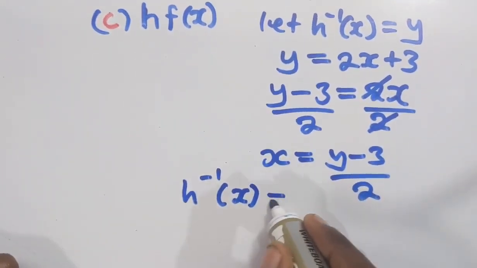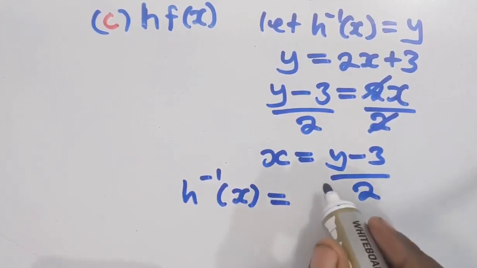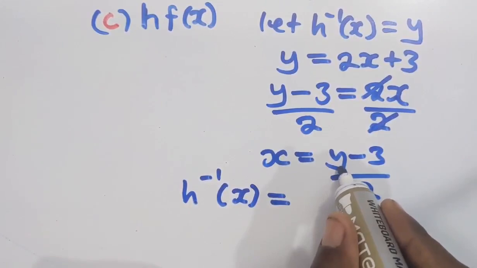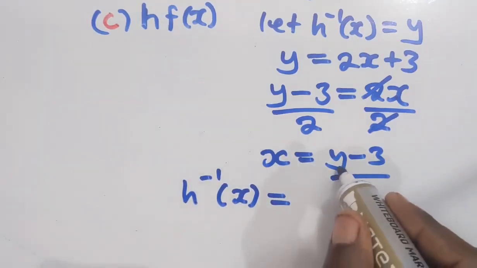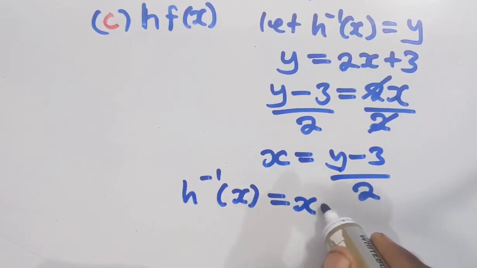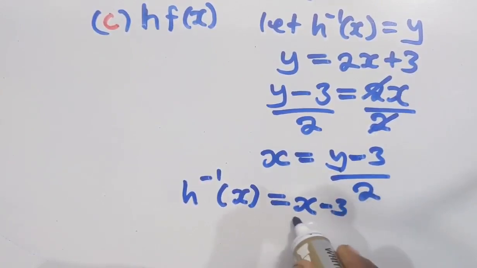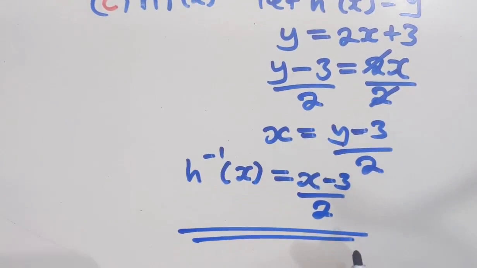Then we are going to say equals. Then what we are going to do is change this y to x. That is what you are supposed to do. You change this y to x, then we are going to say x minus 3, then over 2. That is what we are going to do, and that is your final answer.